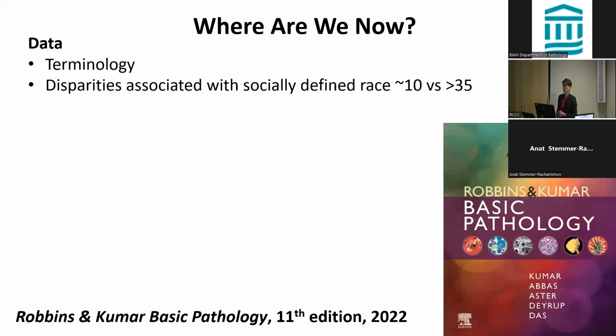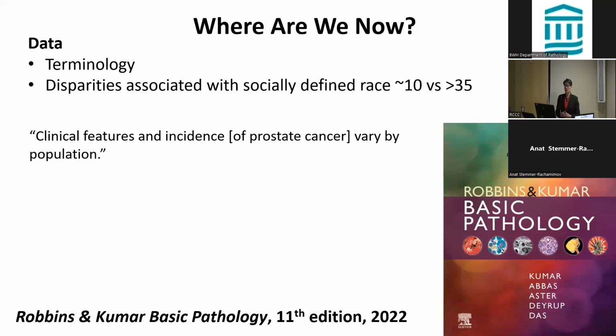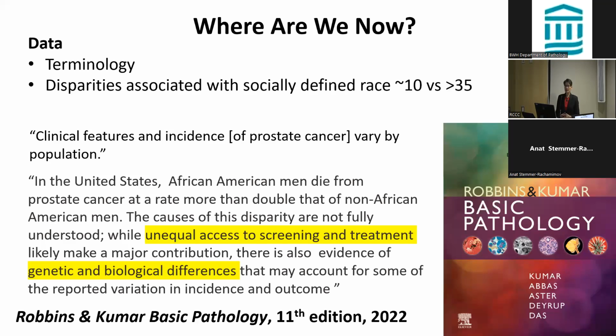And the other issue is that we have continued to explicitly or implicitly suggest that there are biological differences between socially defined races. And that reinforces this. So I'm going to give you an example. This is what the sentence was in the prostate cancer section. Clinical features and incidence vary by population, which is true. This is a sentence that was provided by a group of 3 editors who said this is what we think should be put in.